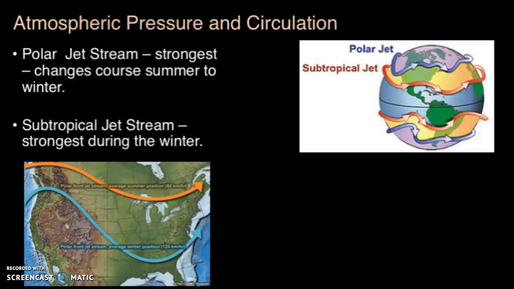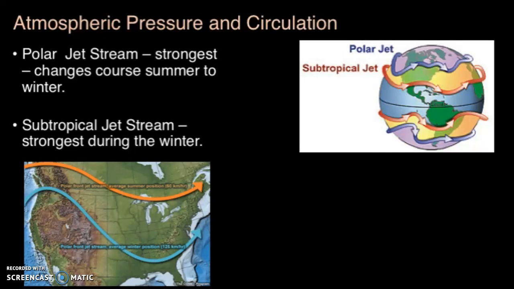The peak flows that they have are usually twice as strong as the average flow. So the fastest that the polar jet stream flows, for example, during the winter is about 360 kilometers per hour, which is incredibly fast. Usually cars here in Boise are traveling about 100 kilometers per hour on I-84. So that kind of gives you an understanding of how fast this really is.